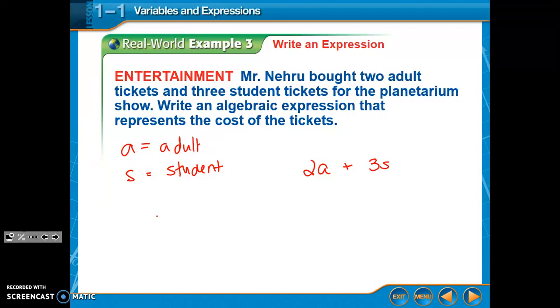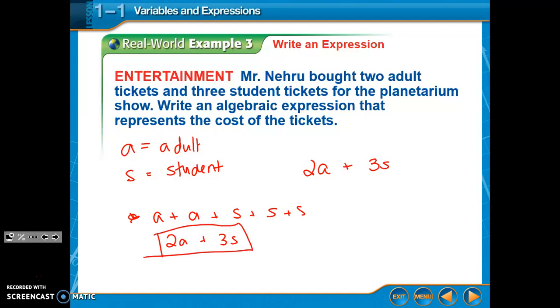You could also think of it like this. You have A, 1 student, 1 adult, and another adult, right? And then you have 3 students, right? This would also make sense, but we can simplify this. There's 2 A's, so I can combine it to 2A, and 3 S's, and I can combine it to 3S. So if you need to do this step first, that's okay. But make sure you get down to this step here, because that's going to be more seen on a test.